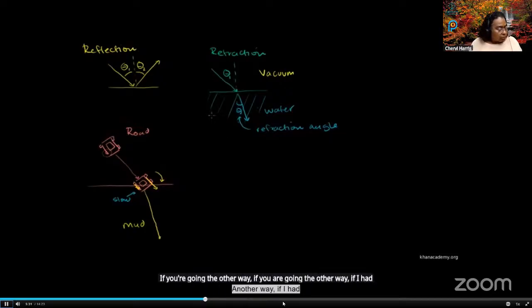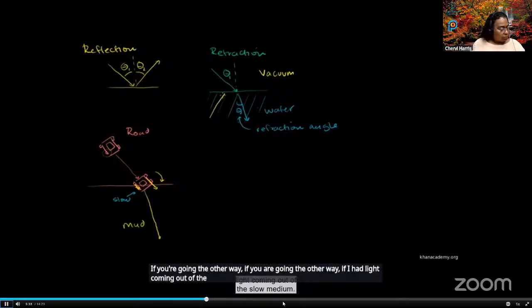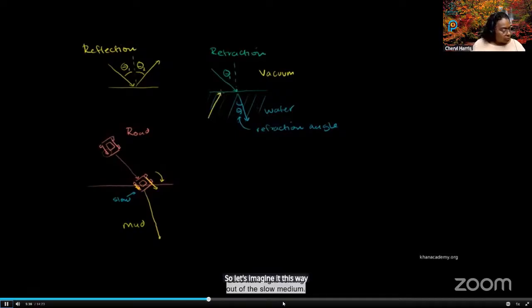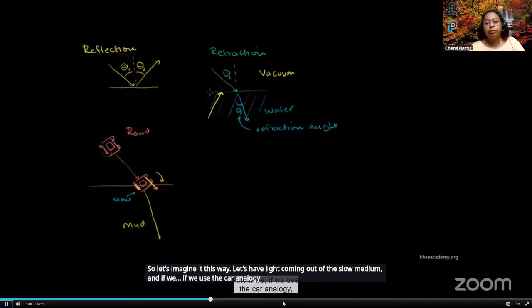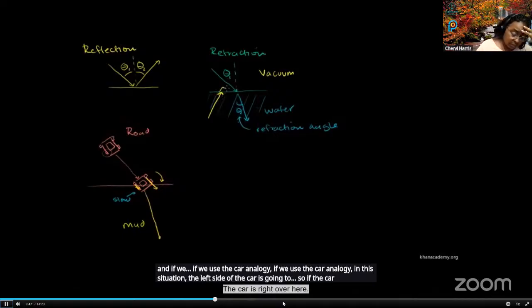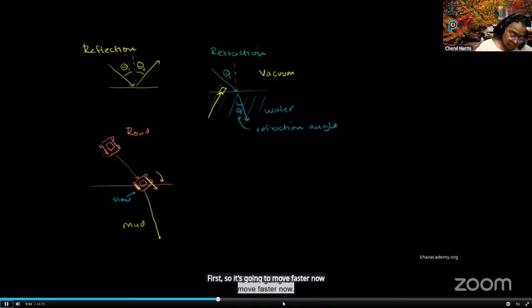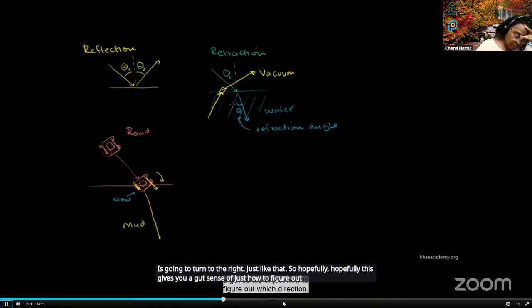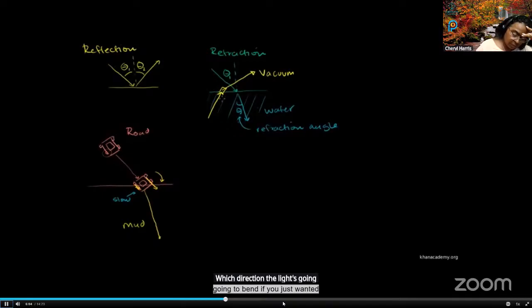If you're going the other way, if I had light coming out of the slow medium, so let's imagine it this way, and we use the car analogy, in this situation the left side of the car is going to come out first, so it's going to move faster now. So the car is going to turn to the right, just like that. So hopefully this gives you a gut sense of just how to figure out which direction the light's going to bend, if you just wanted an intuitive sense.